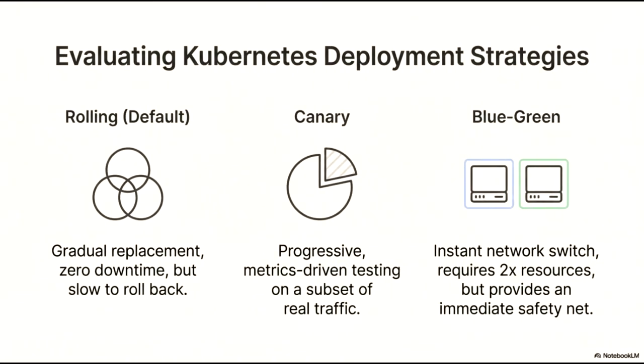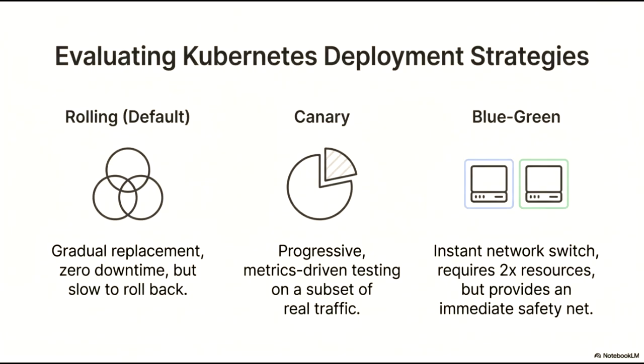When evaluating Kubernetes deployment strategies, we consider three primary approaches: rolling, canary, and blue-green. The rolling strategy serves as the default, offering a gradual replacement of pods to achieve zero downtime. However, it is important to note that this method can be slow to roll back if errors occur. The canary strategy provides a progressive, metrics-driven testing environment by routing a small subset of real traffic to the new version. This allows for validation before a full-scale release.